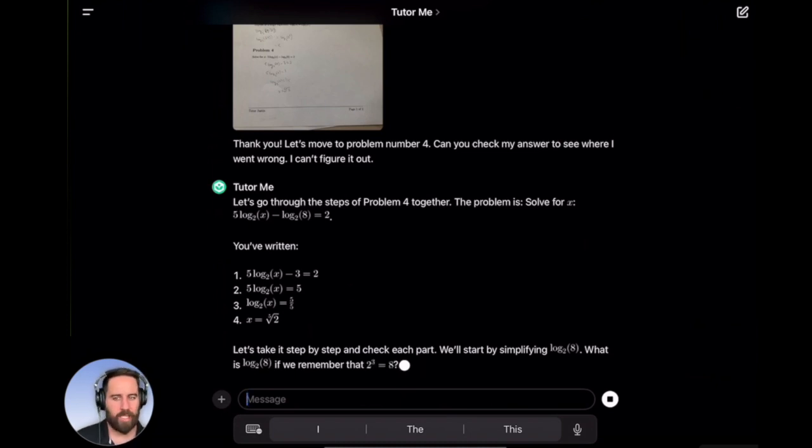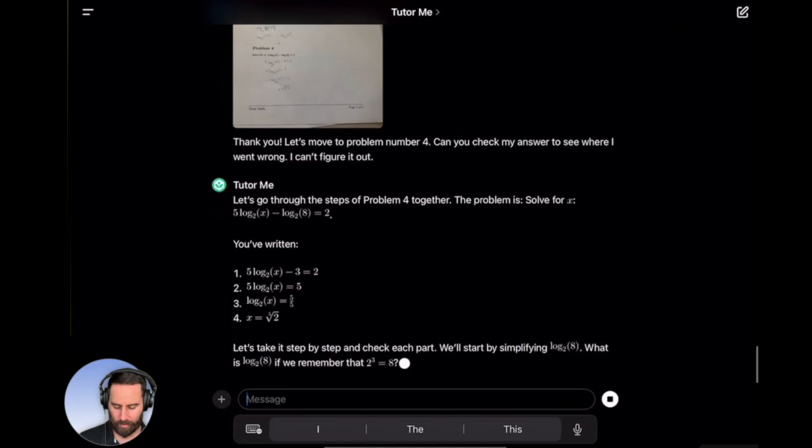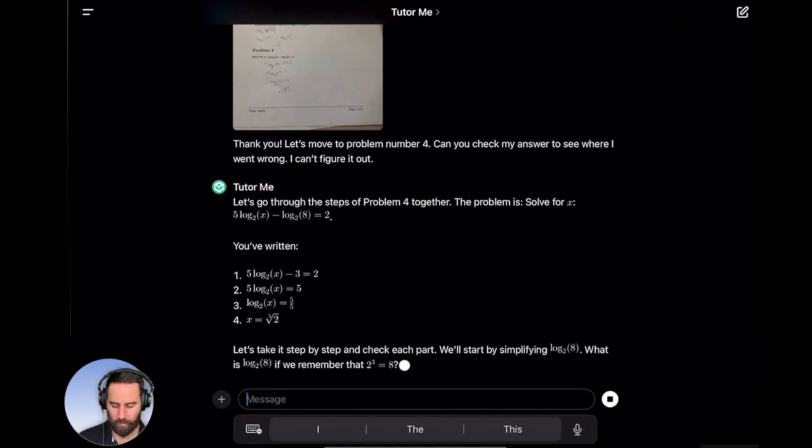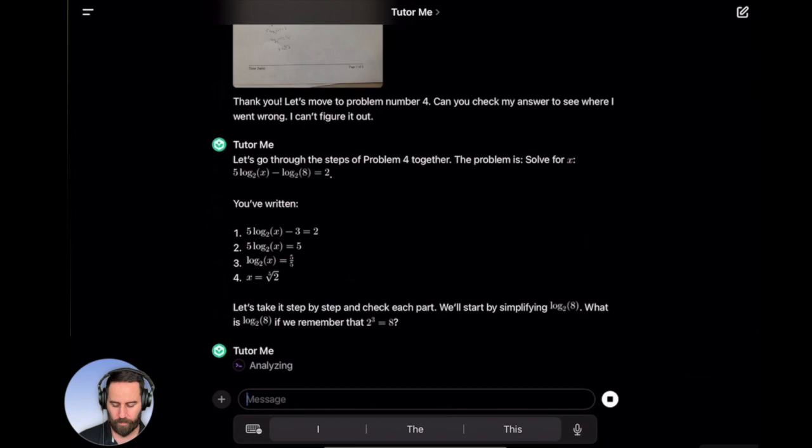Sometimes it doesn't read the handwriting correctly, so I don't recommend stopping it in the middle. You can just say, on step 2 I actually had it equal 1 instead of 5, and then go from there. It looks like it's kind of stopped here. And it's reading. Let's take it step by step to check which part. We'll start by simplifying log 2 to the base 8. What is log 2 to the base 8? If we remember that 2 to the third equals 8, we did that. Okay. Still analyzing.